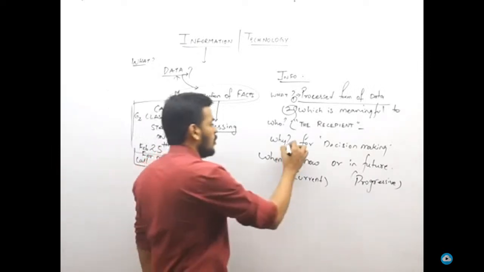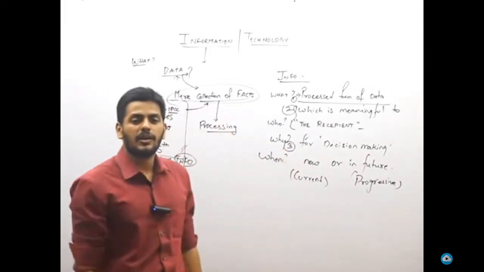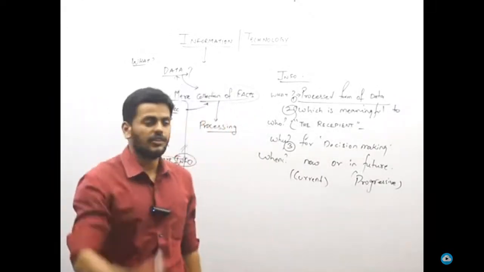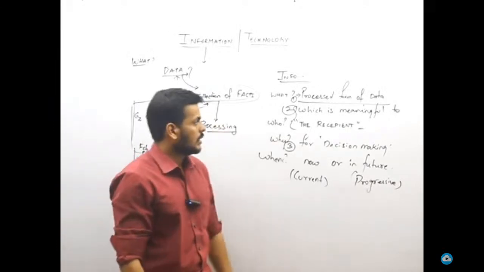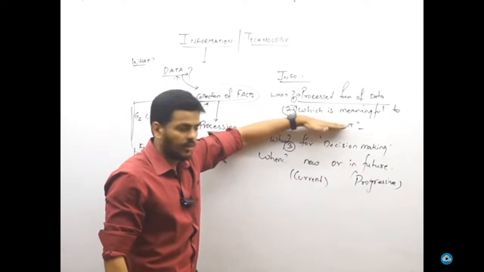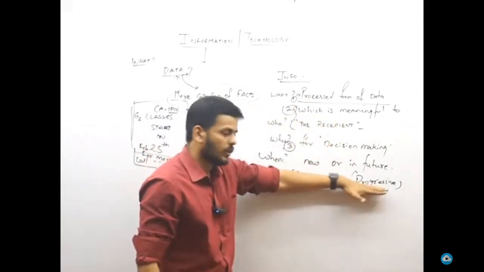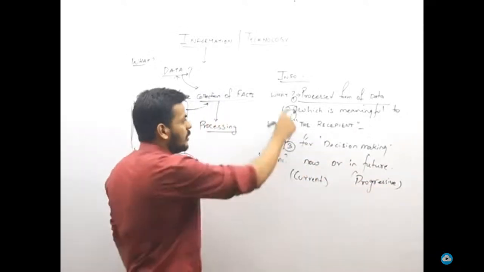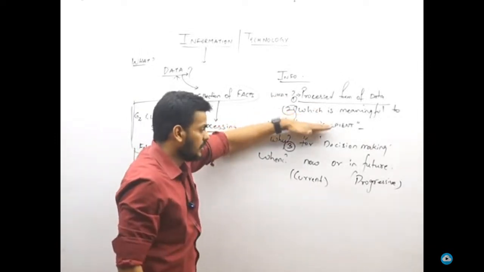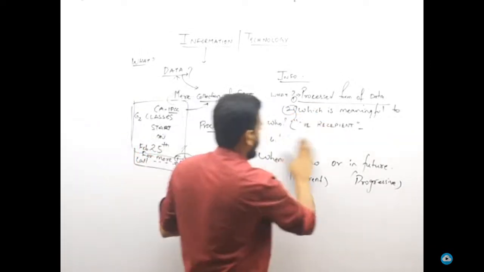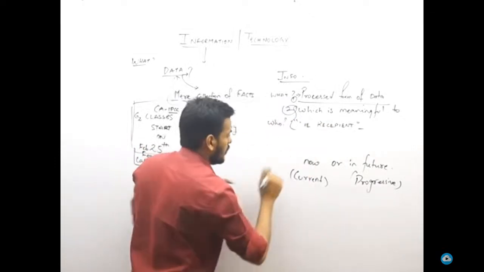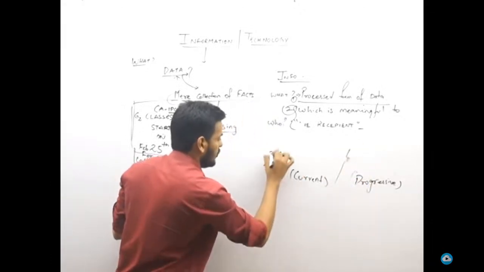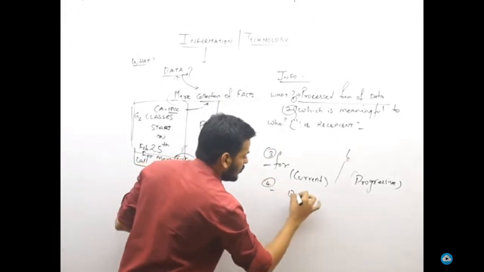For the third point, write for current or progressive decision making. Write current or progressive in the third line. Write the word decision making in the fourth. Processed form of data which is meaningful to the recipient for current or progressive decision making. I'm just reordering that to make a very meaningful statement. What is it that we are doing? Processed form of data which is meaningful to the recipient, I just moved this. For current or progressive, that is third, and point number 4, decision making.